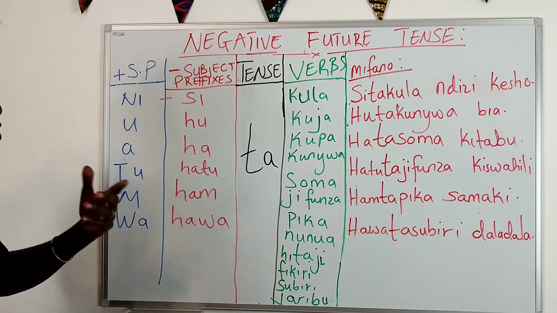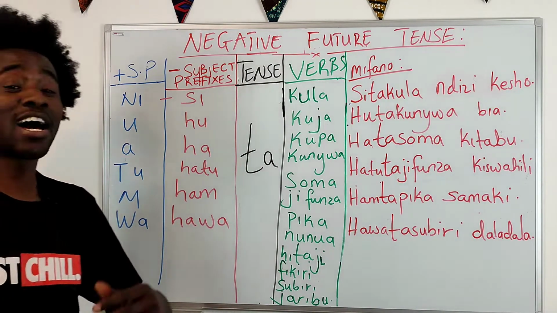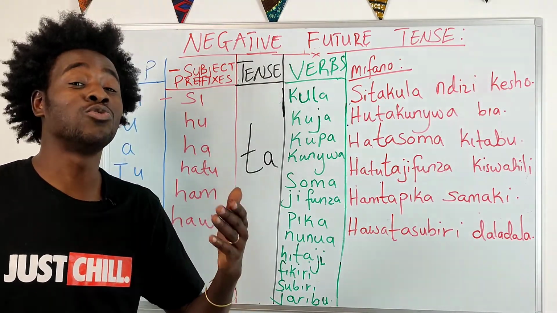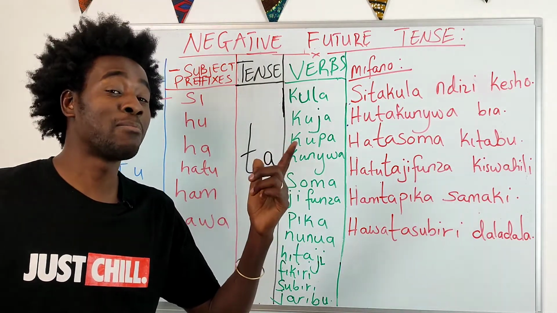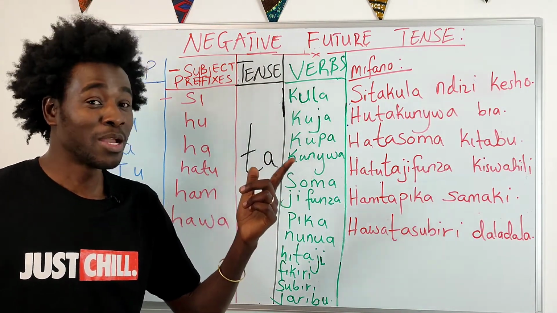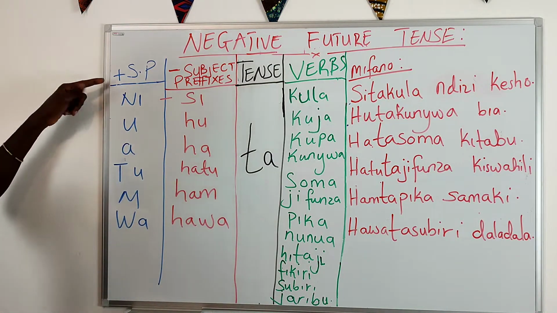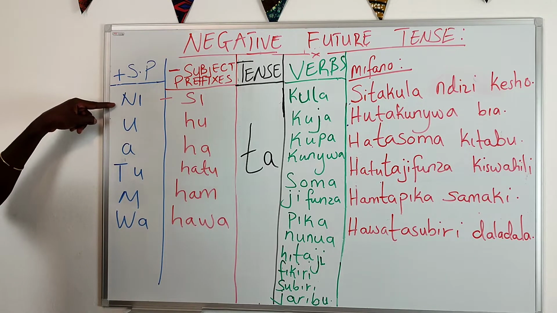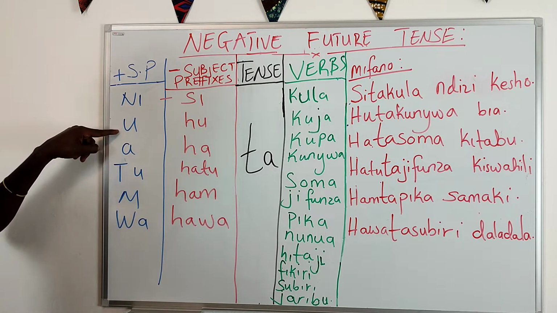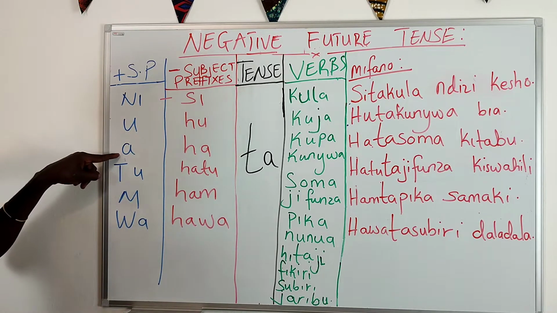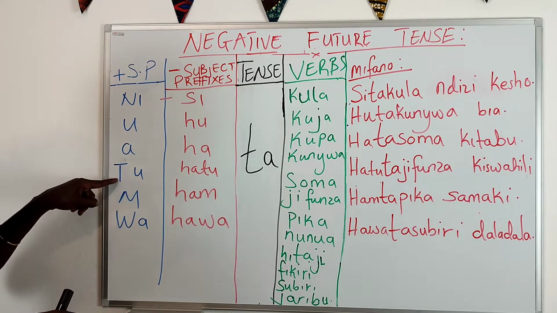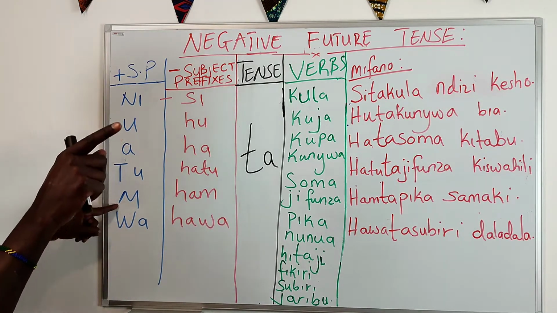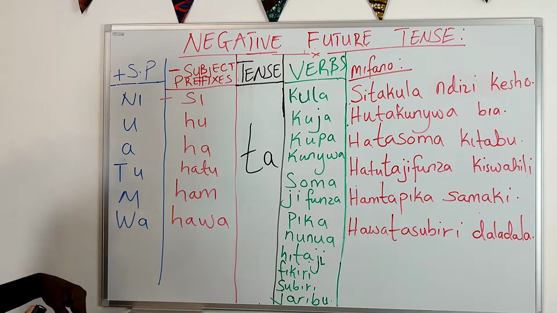But before we proceed, I would like to introduce you that when you want to construct a negative sentence, you have to use negative subject prefixes. But we will have a look first at the positive subject prefixes. Ni stands for I, U stands for you, A stands for he or she, Tu stands for we, that's me and you, M stands for you but plural, and Wa stands for they.